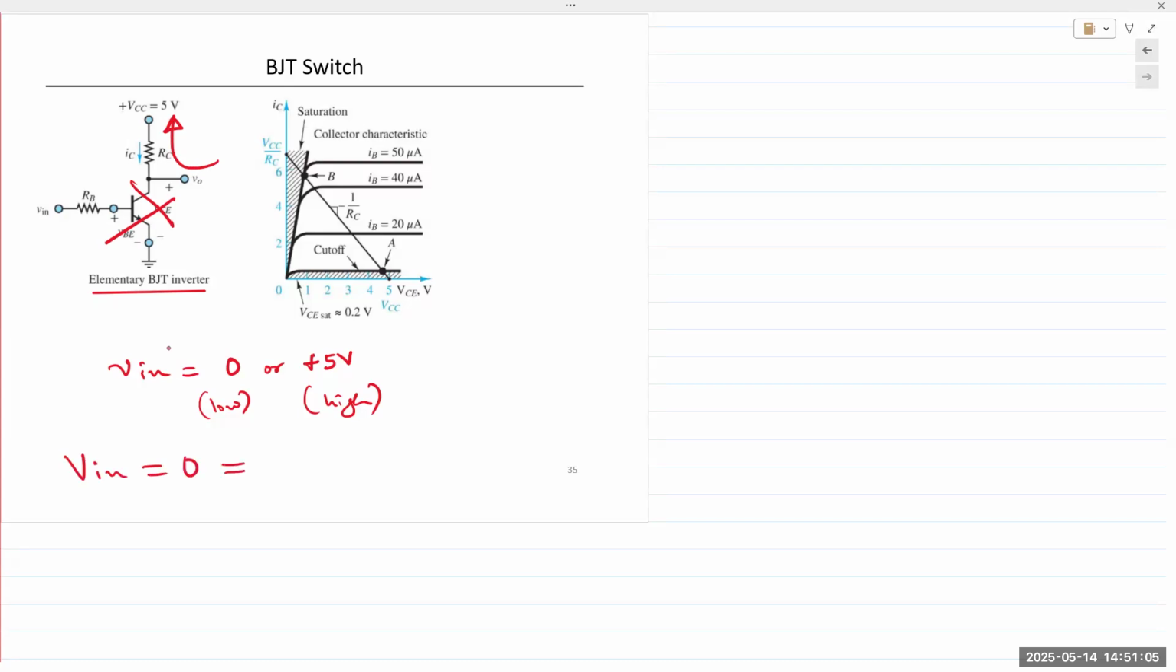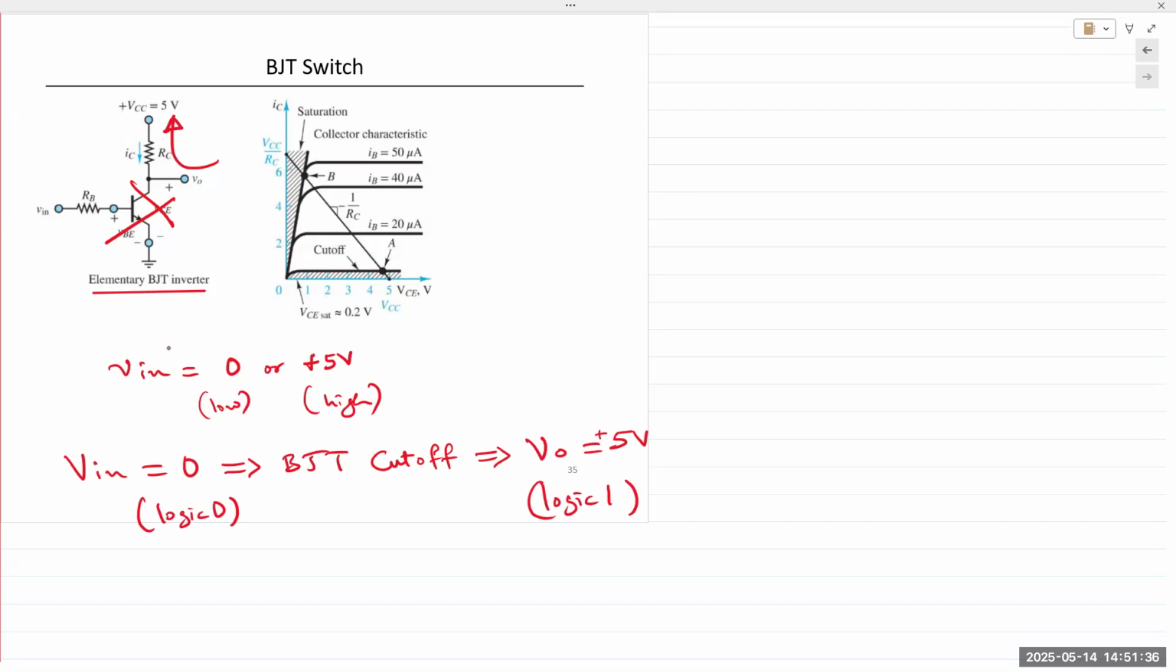V in equal to 0. BJT is cut off. VO is plus 5 volts. Input is 0, output is plus 5 volts. Logic 0, output is logic 1. Inverted, or an inverter.